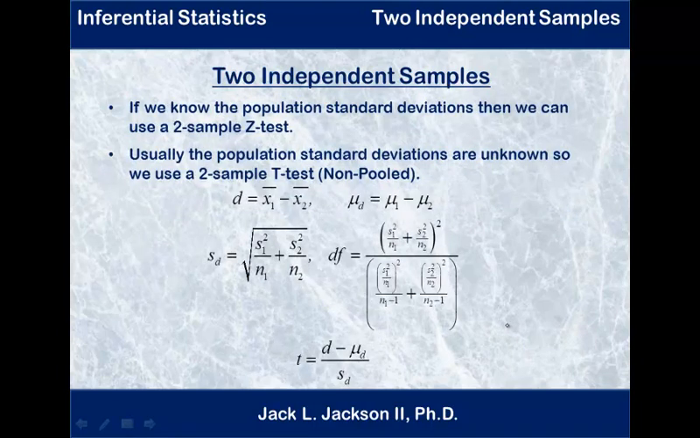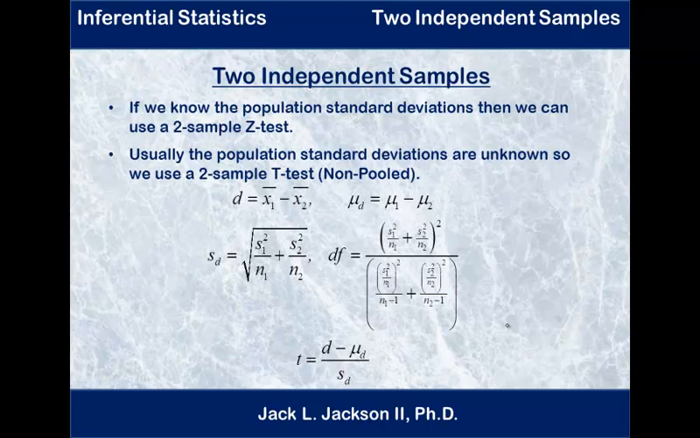Well, most of the time we have two independent samples. If we know the population standard deviations, then we can use the formulas on the previous slide and actually use a two-sample z-test. But in reality, we almost never know the population standard deviation. So we're going to use a two-sample t-test, and we're going to use a non-pooled version of that. And this is basically what you get. So the difference here, again, now I've got it in the order that your calculator does it. X bar 1 minus X bar 2 is the difference.